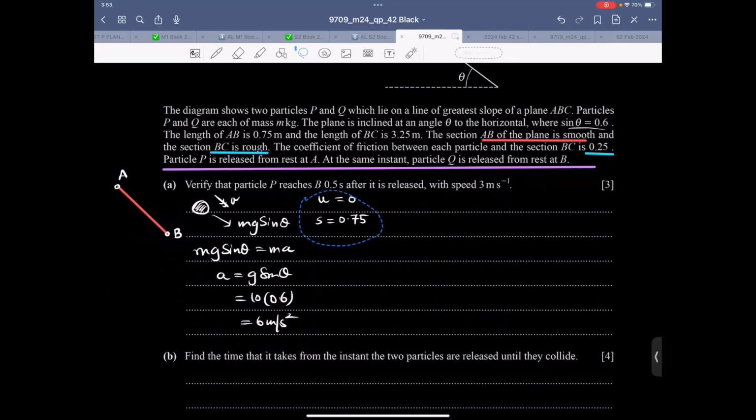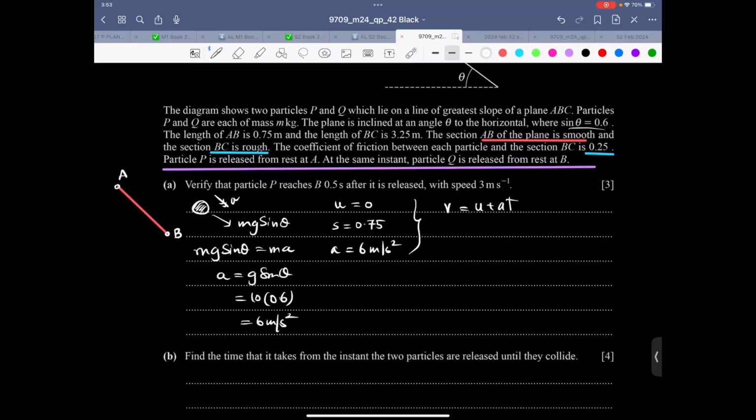U is 0, S is 0.75, and a is 6 meters per second square. I can do 2 things. v equals u plus at, and the other one is v square. I'll use this later. I want to avoid the quadratic equation. So therefore, let me first write v square is u square plus 2as, rather than s equals ut plus half at square.